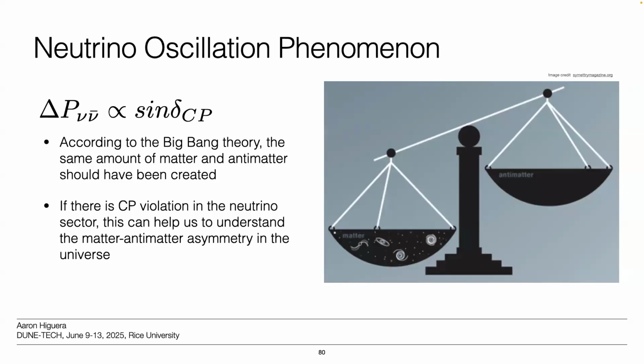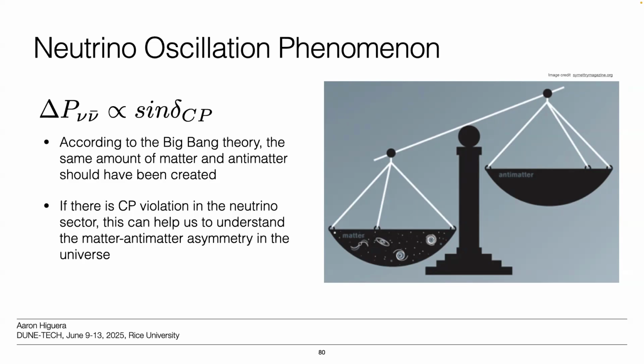Anyone else? You have, let's say, an electron and a positron. What will happen if you put them together? They will annihilate and produce light. So if the Big Bang theory is correct, at the beginning of the universe, we should have just an empty universe with just light. But we live in a universe that is dominated by matter.